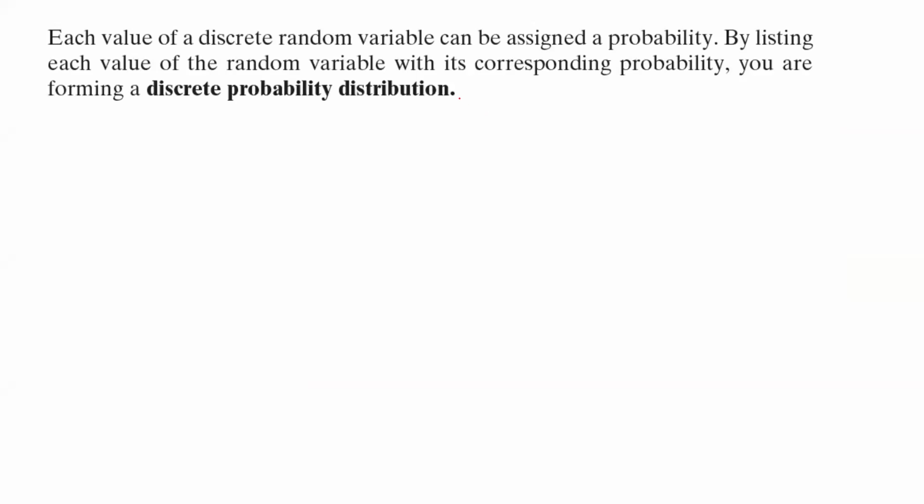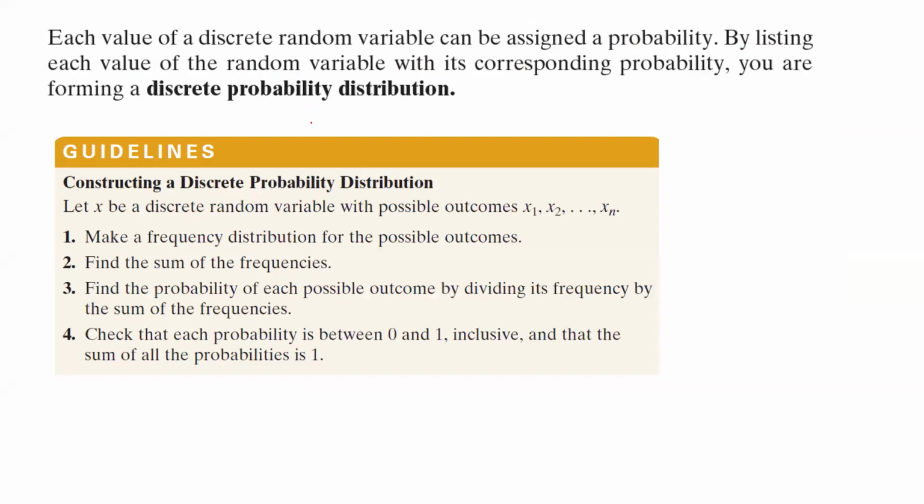Each value of a discrete random variable can be assigned a probability. By listing each value of the random variable with its corresponding probability, you are forming a discrete probability distribution. To construct a discrete probability distribution, suppose X is a discrete random variable. Possible outcomes are X sub 1, X sub 2, X sub 3, X sub n.